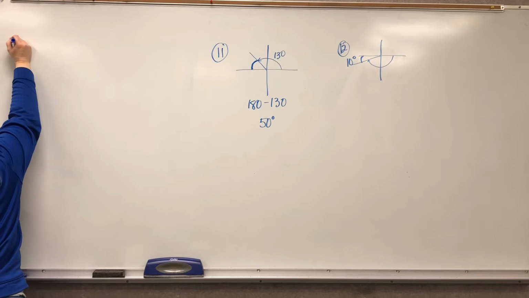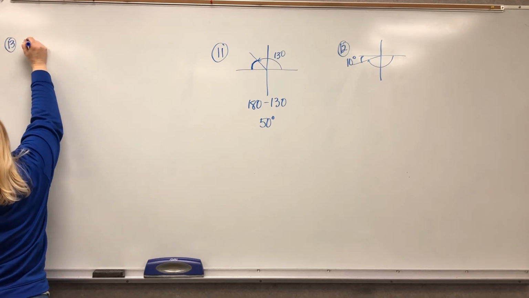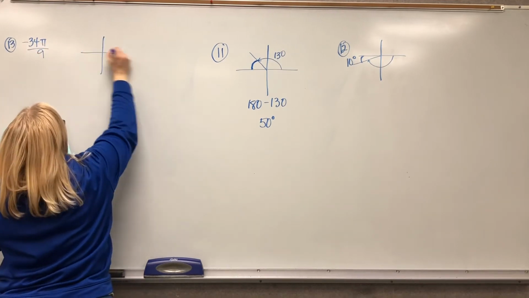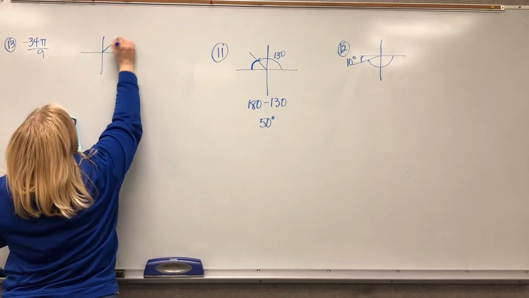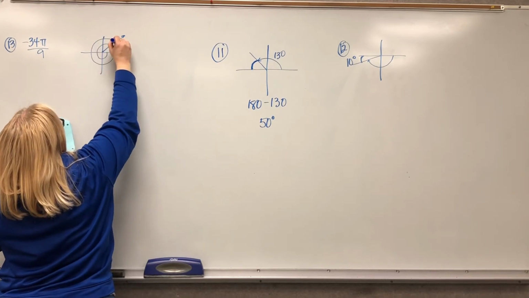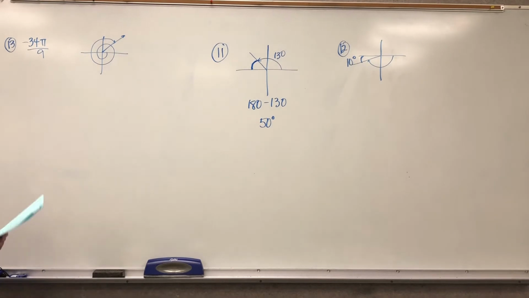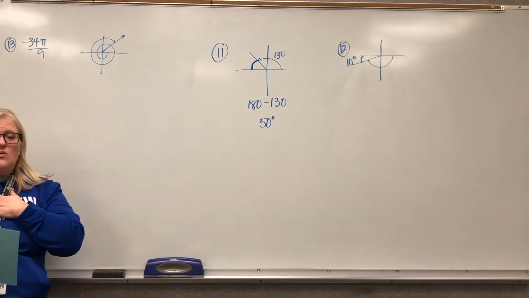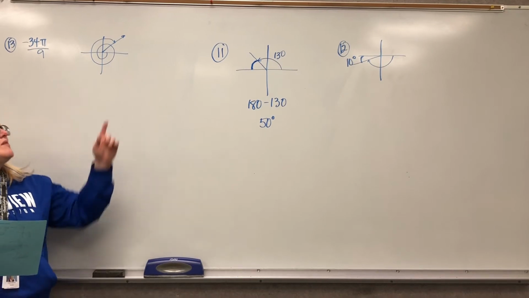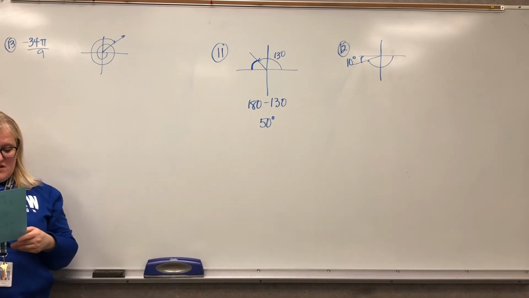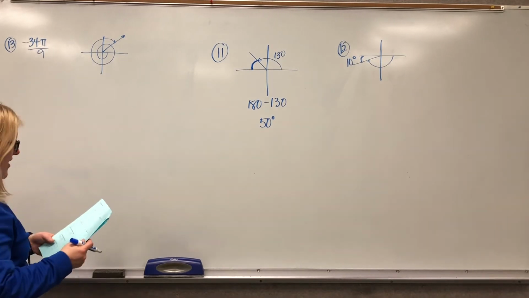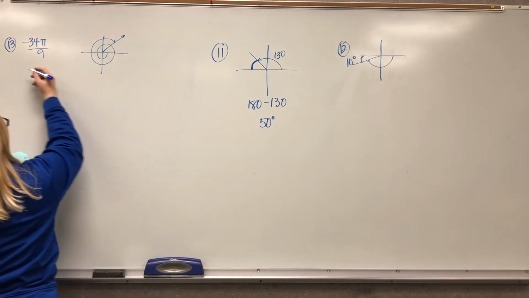Number 13, we've got negative 34 pi over 9. And they give us the picture. Looks like they're going around a couple times. Looks like a snail. So what I would do to find the reference angle is find the coterminal angle first. Maybe you could eyeball it, but for me personally, I just think it's easier to find the coterminal.